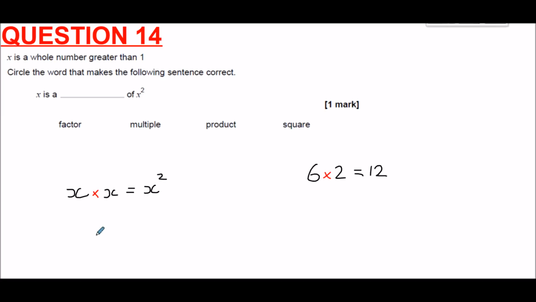For example, if we were to think of x as 3, 3 times 3 would be 3 squared, which is 9. And a factor of 3 squared is 3. So in the same way, a factor of x squared is x. Just makes it that bit harder when it's mentioned in terms of algebra. If it were actual numbers, it'd be much easier to think of. That's why I've tried to relate it to actual numbers for you. But x is a factor of x squared, so we need to circle the word factor.